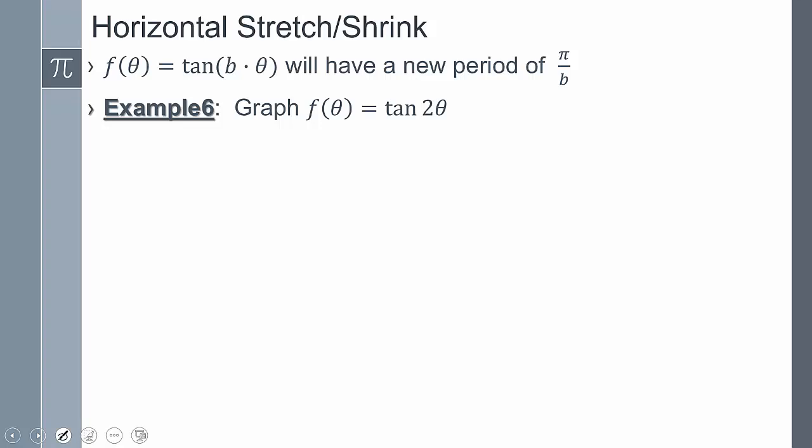Now for tangent, it's basically the same thing, except now we have a new period of pi over b. If you remember our original starting values, it was 0, pi halves, and pi. That means the distance between the two was pi, so that's my period for tangent. It's just what it is. So that means instead of 2 pi over b, it's just pi over b.